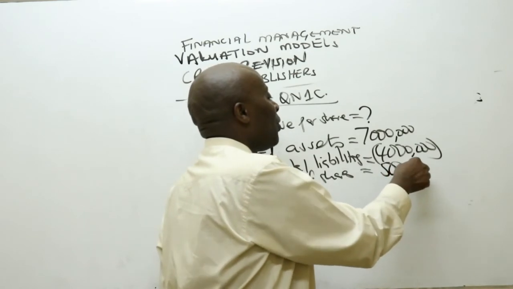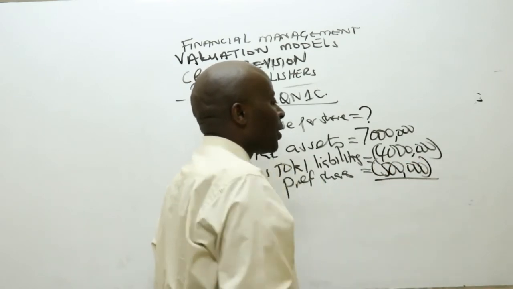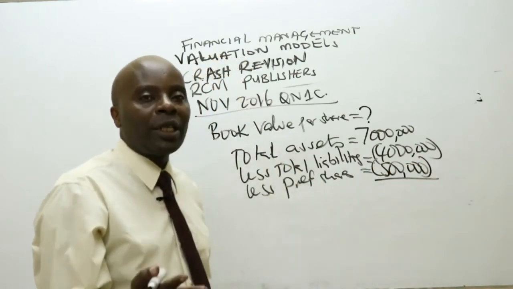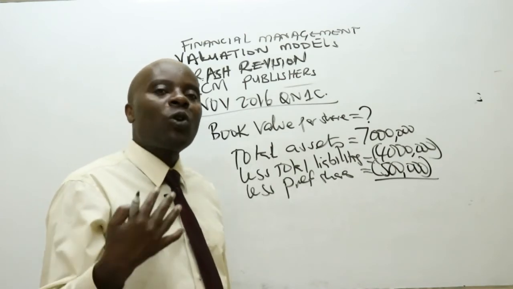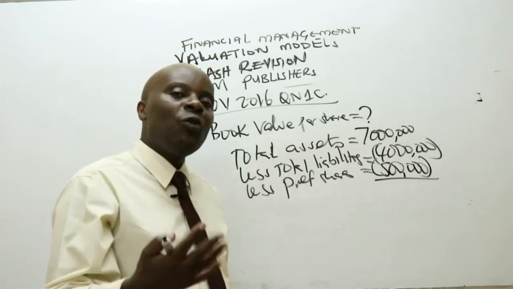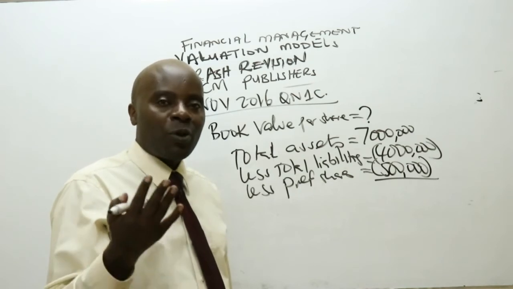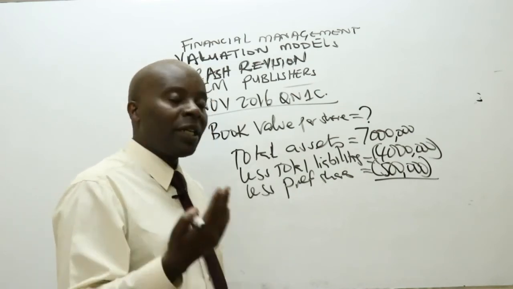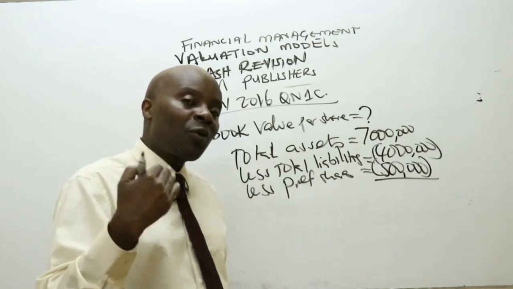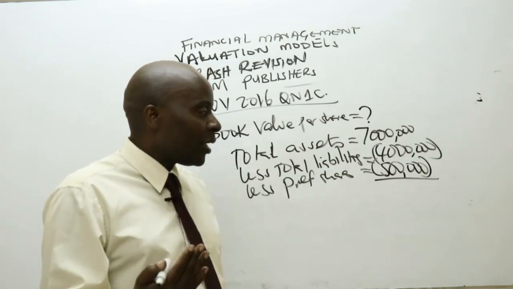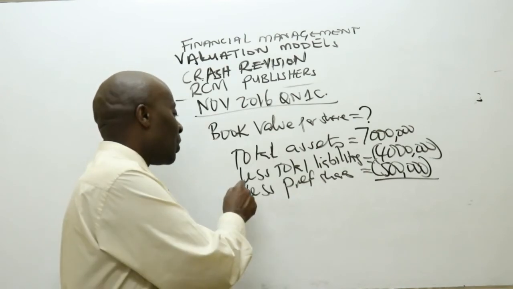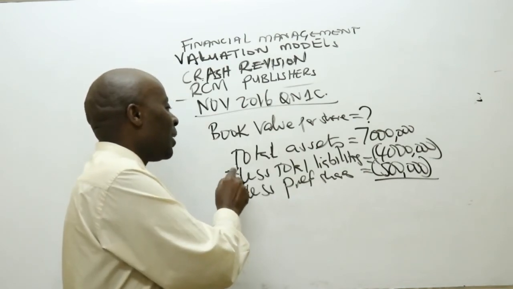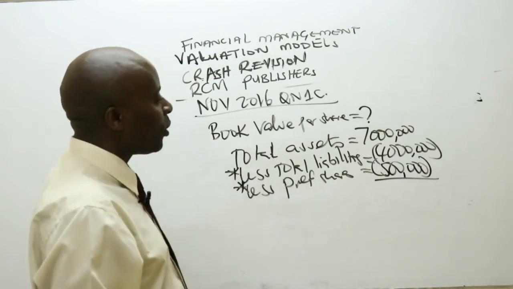Ladies and gentlemen, remember, in short, preference shares are normally treated as liabilities because, whether you make losses or profits, it doesn't matter, you still have to pay them their dividends. Their dividends have a fixed coupon rate of return. And that is why, in most cases, we get preference shares being lumped together with total liabilities.